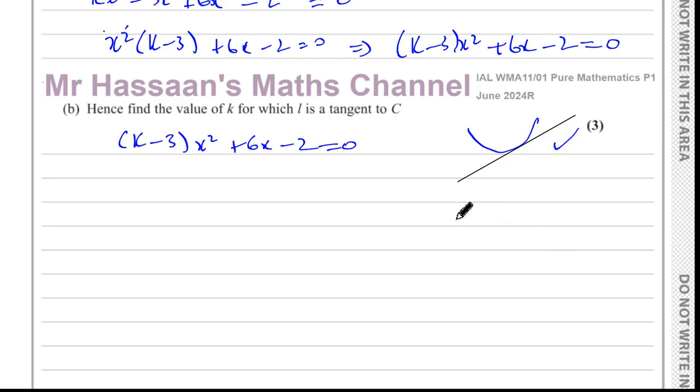And what determines how many solutions a quadratic equation has? Well, if you think about the quadratic formula, you have minus b plus or minus the square root of b squared minus 4ac, all over 2a. This part of the quadratic formula determines exactly how many solutions there are going to be.